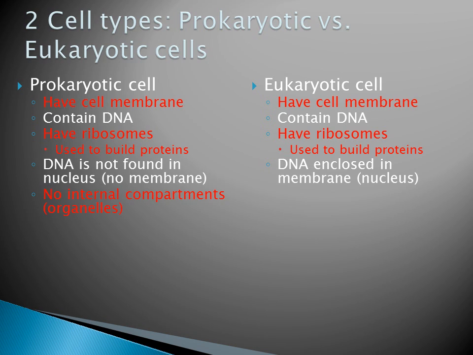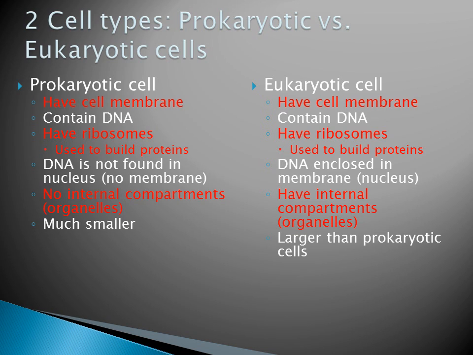These little compartments are called organelles. Prokaryotic cells, like a hut, have no internal compartments. Eukaryotic cells have organelles. They have separate rooms for eating, sleeping, as our analogy kind of suggests. Similarly, huts are much smaller than houses. Prokaryotic cells are much smaller than eukaryotic cells.